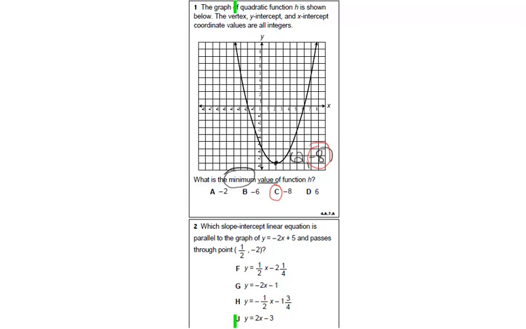For number 2, we're asked to find the equation of the line that's parallel to the graph y equals -2x plus 5. So parallel lines have the same slope. Looking at the equation of the line that we're given, the slope of that line is -2. So our parallel line would also have a slope of -2. Looking at the answer choices, we have a slope of 1/2, slope of -2, -1/2, and 2. The only answer that has a slope of -2 is G.